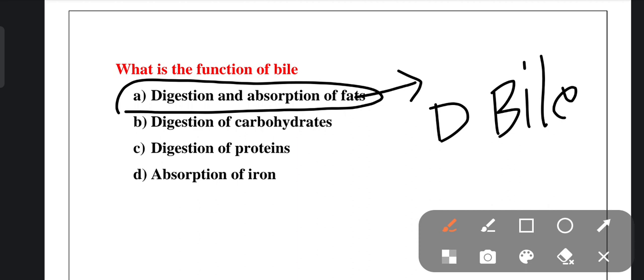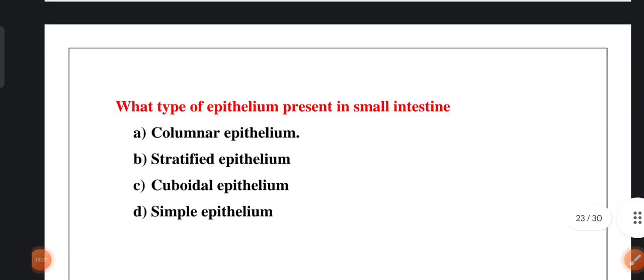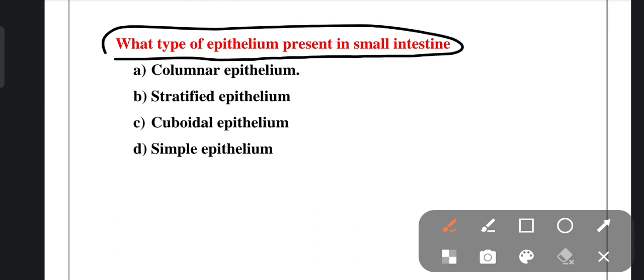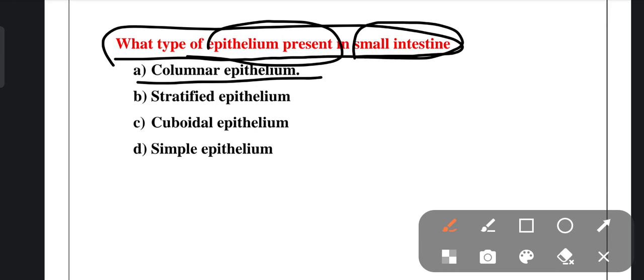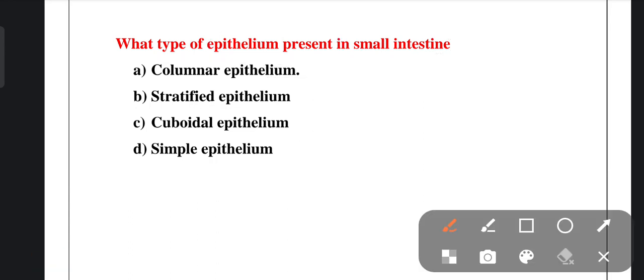Bile and bile pigments are responsible for the digestion and absorption of fats. Fats are nothing but lipids. So the next question is, what type of epithelium is present in the small intestine? Options are columnar epithelium, stratified epithelium, cuboidal epithelium or simple epithelium. So the right one is columnar epithelium.